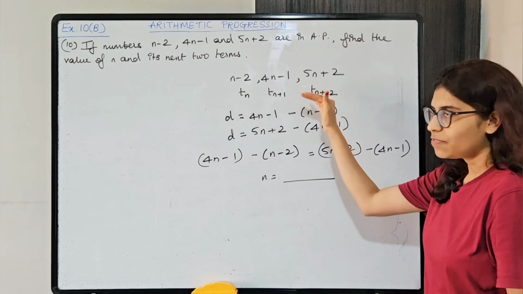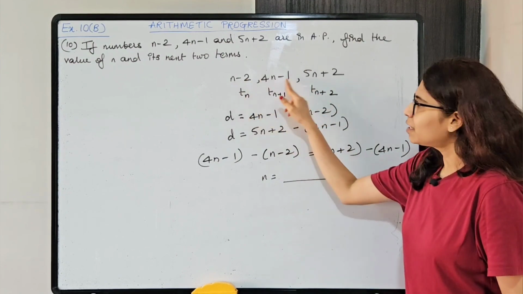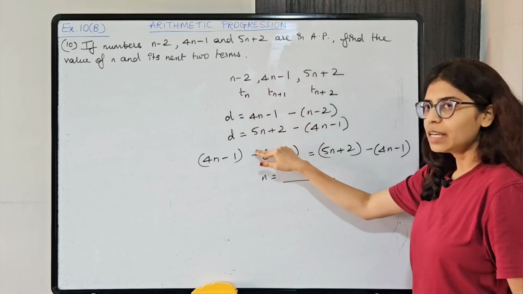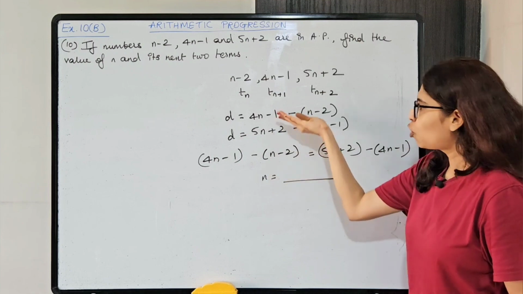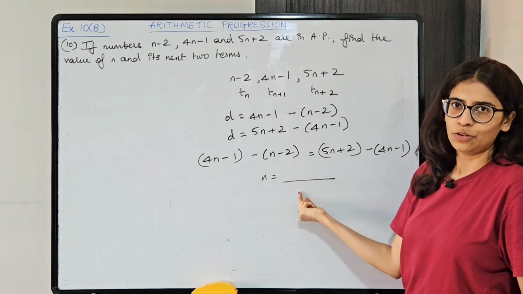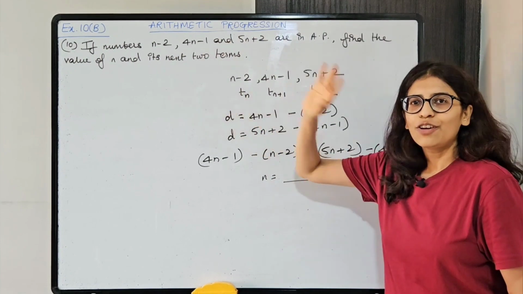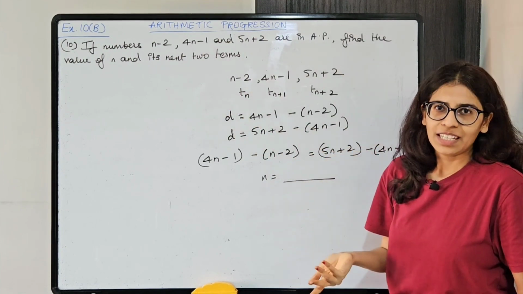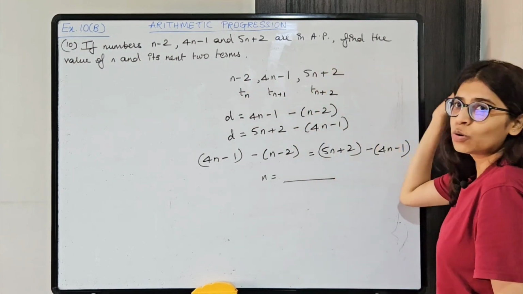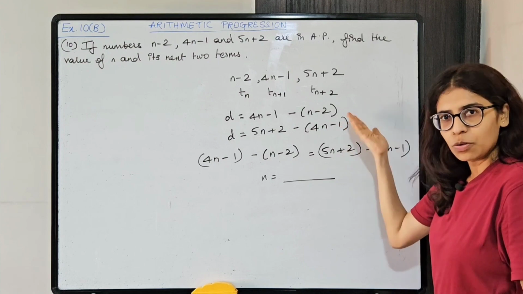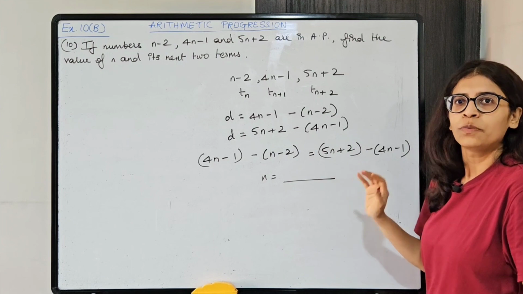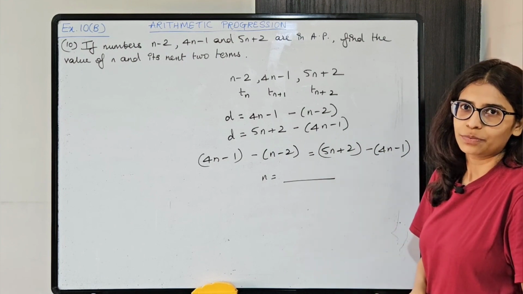So it's very easy. There are three terms which are in AP. Since they are in AP, I can say common difference will be the same. So equate both, solve, and find out the value of n. Once you get the value of n, finding out the terms is very easy. You have to find out the three terms and also the next two terms. Let us find out the value of n first. We'll solve properly with proper steps now.